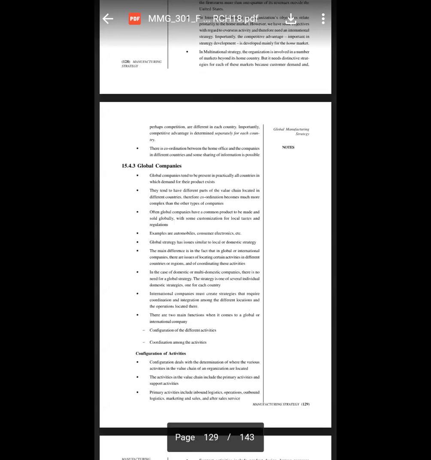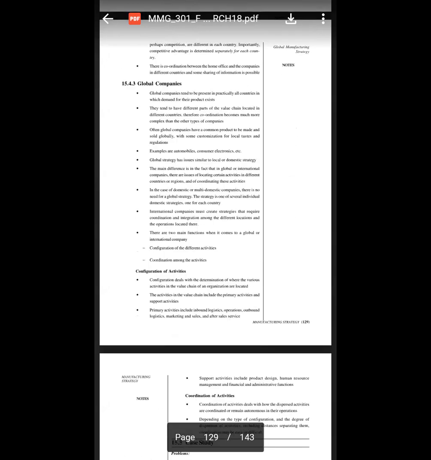Now, global companies tend to be present in practically all countries in which a demand for their product exists. They tend to have different parts of the value chain located in different countries. Therefore, coordination is much more complex than for the other types of companies. Often a global company's product is made and sold globally with some customization for local taste and regulation. Take the example of automobiles, consumer electronics, etc.